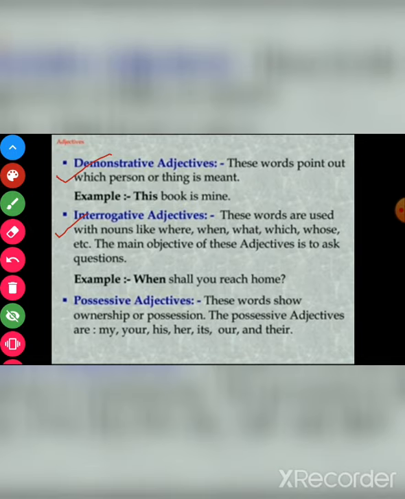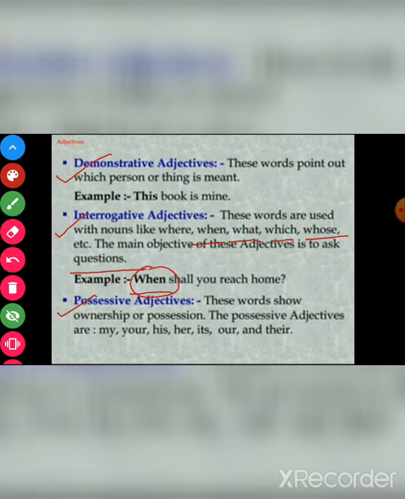Interrogative adjective. These words are used with nouns, like where, when, what, which, whose, etc. The main objective of these adjectives is to ask questions. Example, when shall you reach home? So, when is the interrogative adjective.